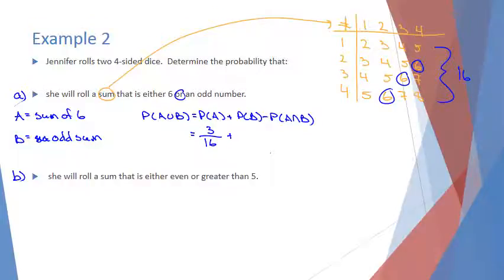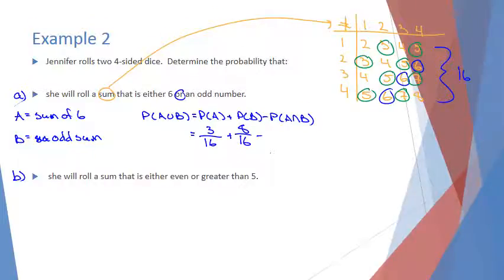Now for B, an odd sum. Let's go green. I think that'll show up okay. So that adds to an odd, that adds to an odd, that adds to an odd, and keep going here. If I count that up, 1, 2, 3, 4, 5, 6, 7, 8, that'd be 8. So half of them, 8 out of 16.